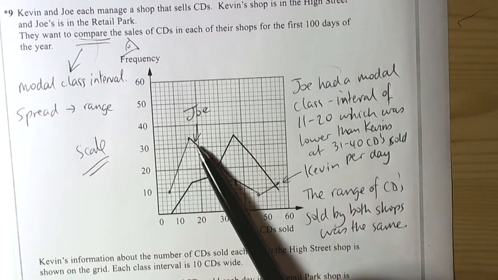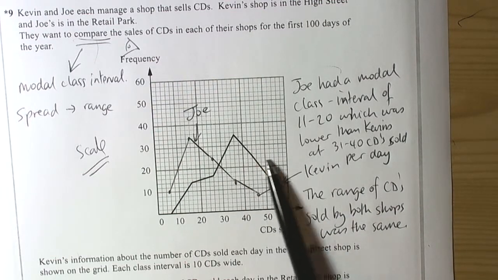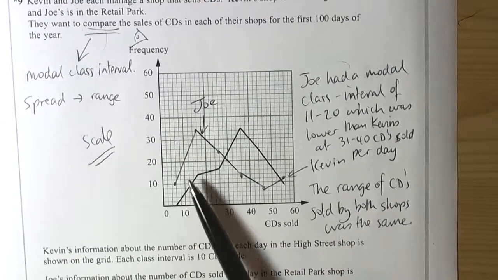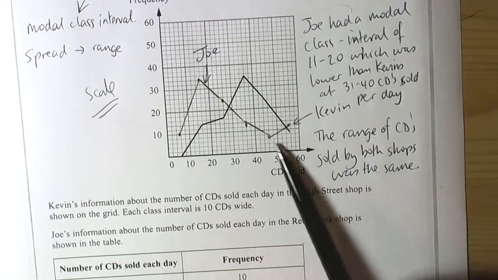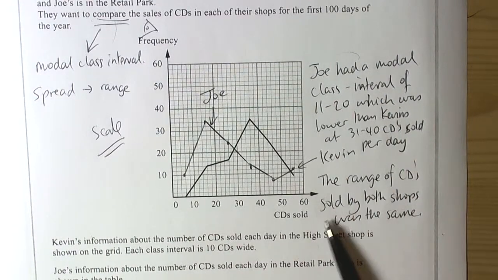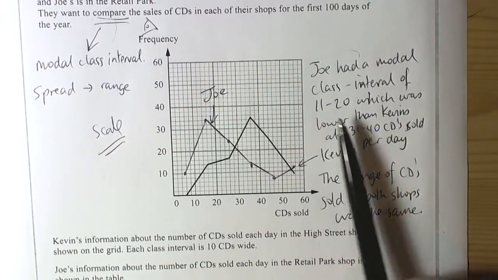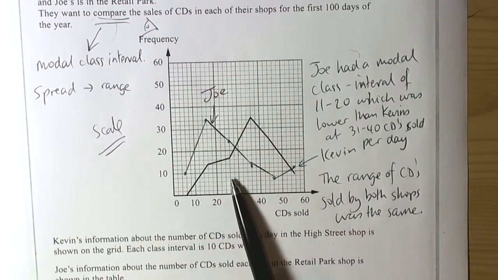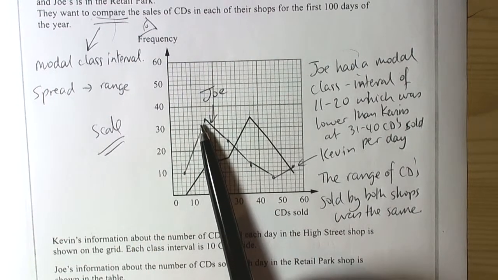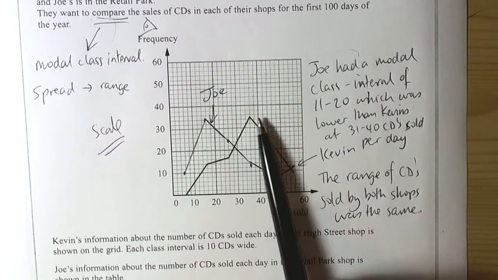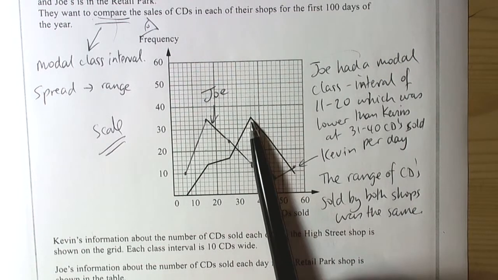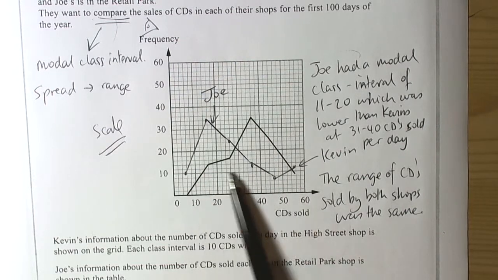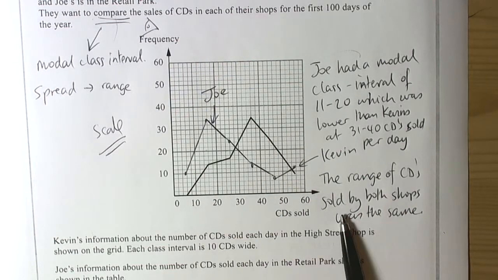We've drawn the frequency polygons to compare them on the same graph. We recognise that to plot the frequency polygons we use the middle of the groups and then plot the frequencies for each of those, and join them up with straight lines. And then we've recognised the key thing about frequency polygon comparisons is to talk about the modal class interval. We can see that Joe's modal class interval was lower than Kevin's, which means that on most days Joe sold less than what Kevin did, but the range of the number of CDs sold was the same. So that's how we could do a comparison question using frequency polygons.